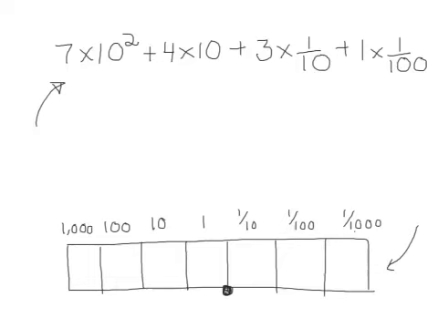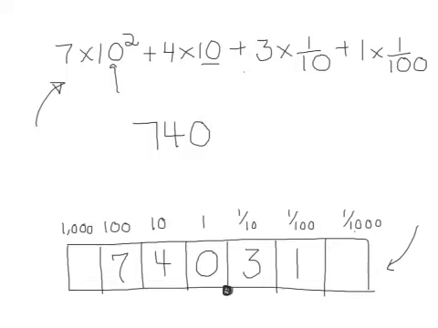So I know 10 squared is 100, 7 is in my hundredths place, 4 is in my tens place, nothing is in my ones place. I don't have anything just by itself. A 3 is in the 1/10ths place, and a 1 is in the 100ths place. So now I look at my number in standard form, and I just write it as I would normally see it. 740, and is my decimal point, 31 hundredths. And that would be my standard form.